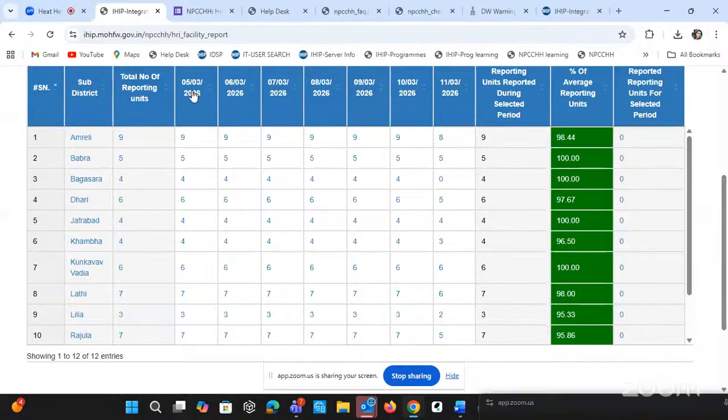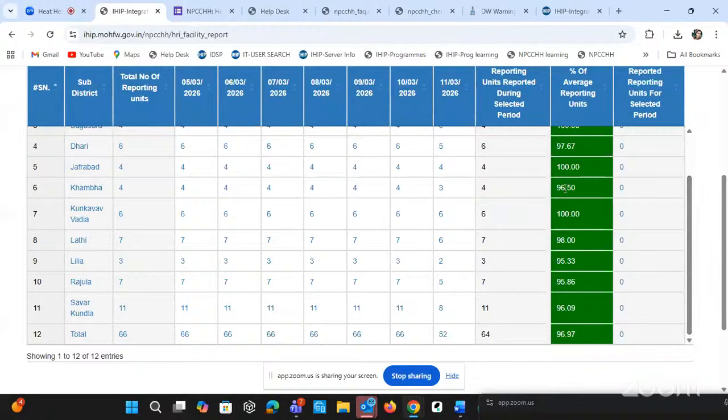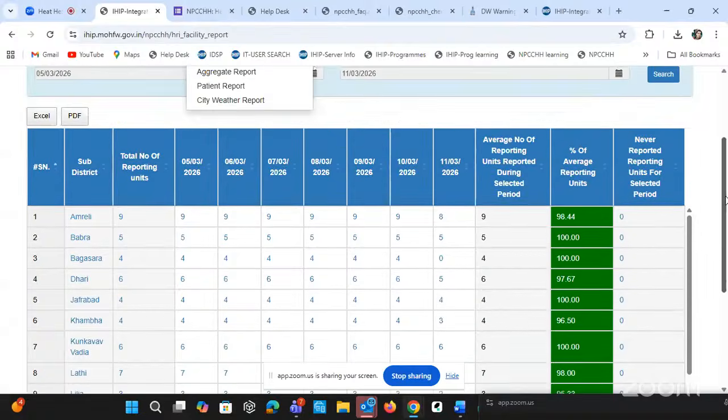Like on 5th of March, 9 out of 9 reported, and on 11th of March, 9 out of 8 reported. So percentage wise average reporting is also available here. They can check, and the distributor can confirm with facilities about the reporting pattern and reporting form.